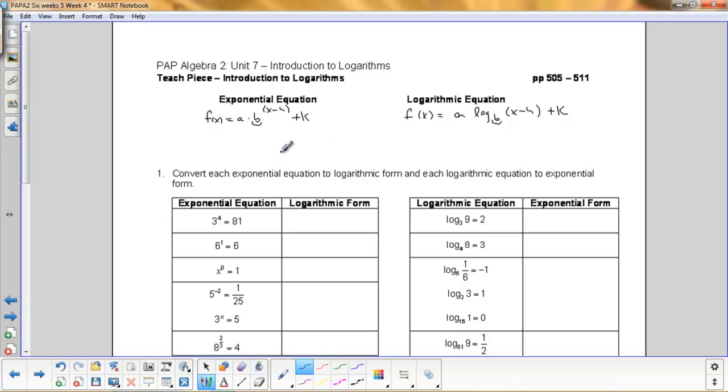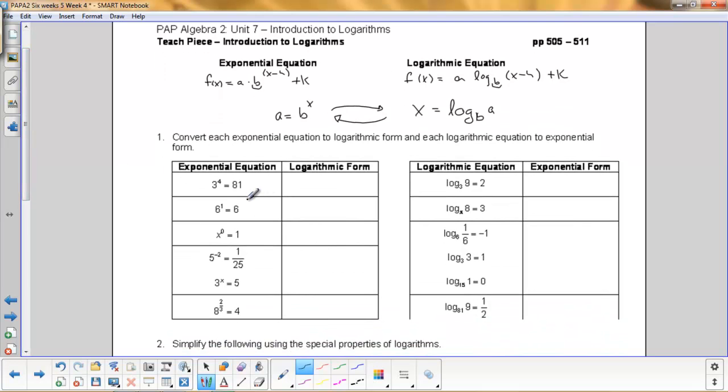So your basic form of an exponential function looks like this. Of course, we can have all these transformations applied to it, and that can be switched into logarithmic form and vice versa by using this basic switch here. So you'll notice that the bases stay the same, but the other two values switch their order. The base becomes the base of the log, and then the argument and the exponent switch places.